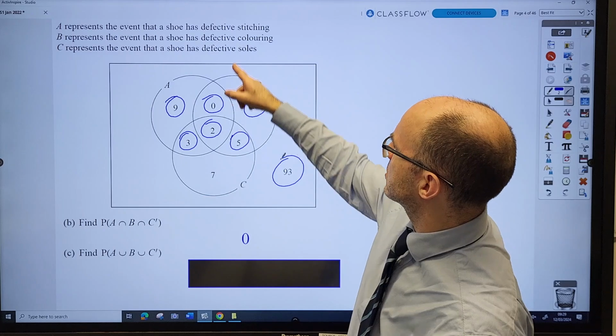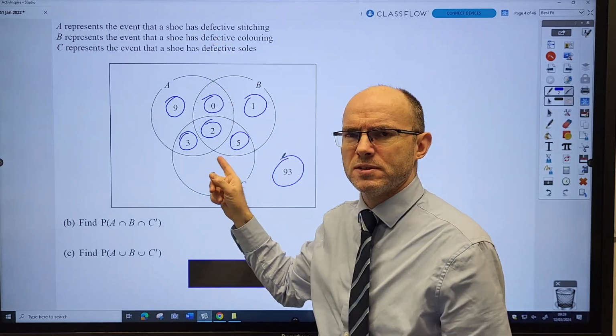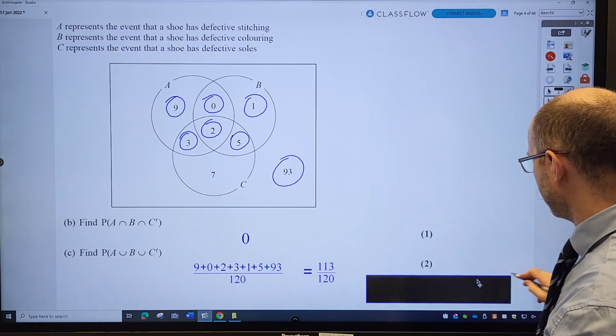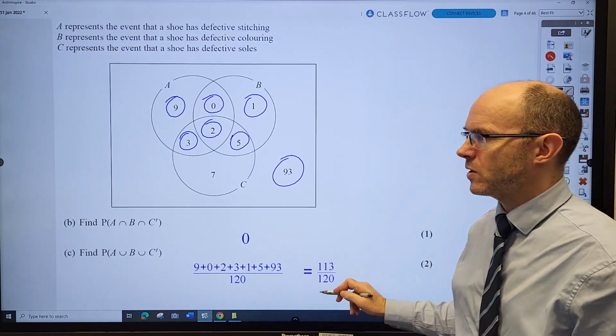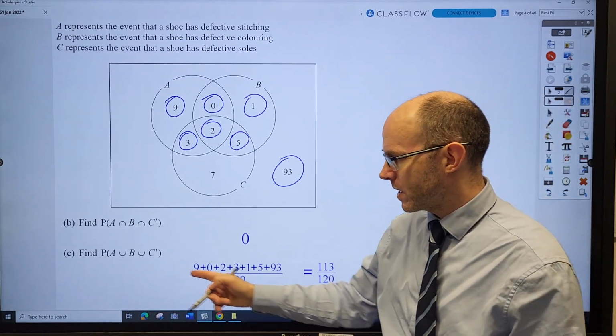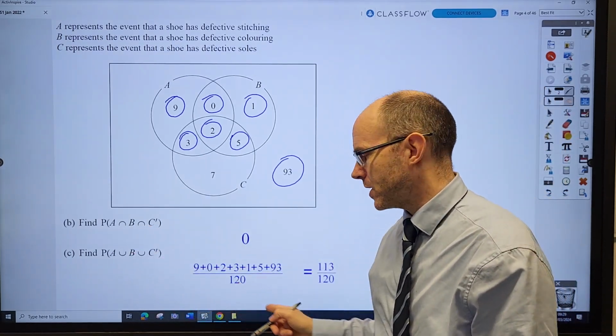So clearly it's just going to be, what was it, 120 in total? 120 subtract 7, which is 113. So 113 out of 120. Or you just add those numbers together and you get 113. Again, it's a probability, so leave it as a fraction.